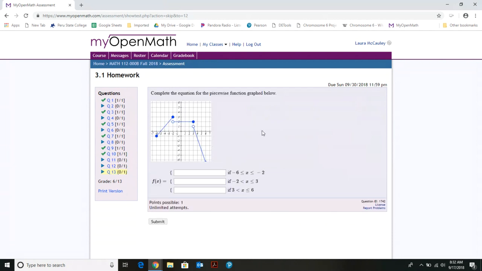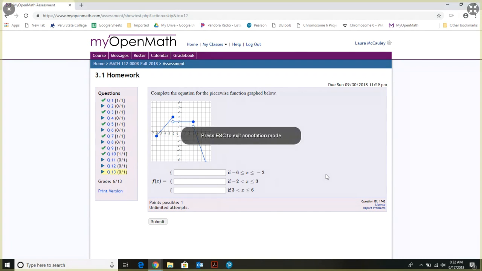And all right, this one's a piecewise function. They just want me to figure out what each of the pieces are. So notice a piecewise function, what it does is it breaks it up. This first one says when x is between negative 6 and negative 2, I want you to do this. All right, well, what are we talking about? So from negative 6 to negative 2, they're talking about that line right there. So what I want to do is put the equation for that line right here in the red.